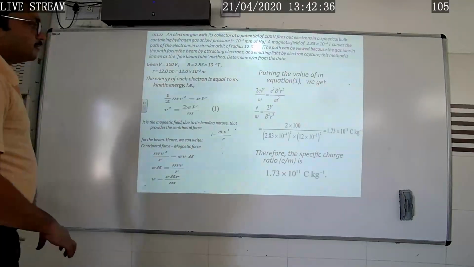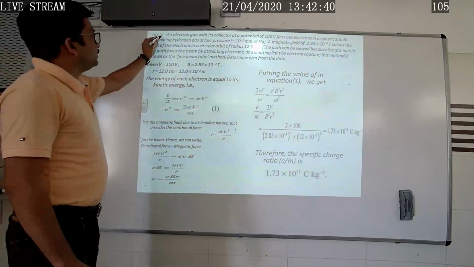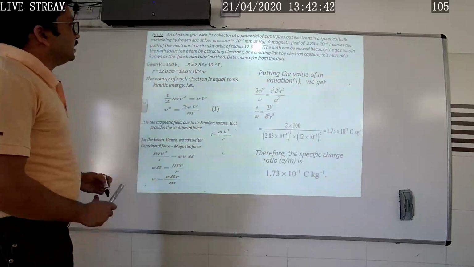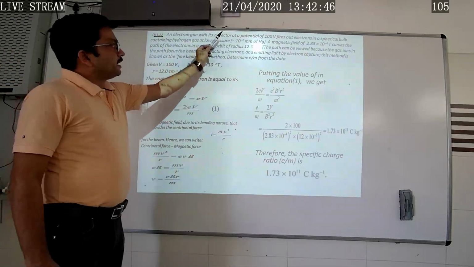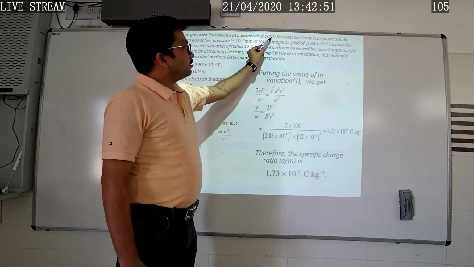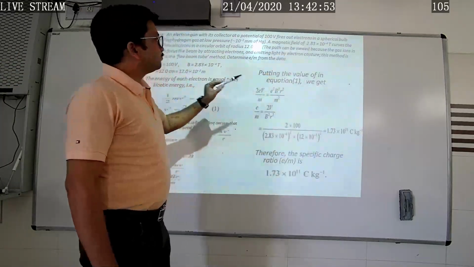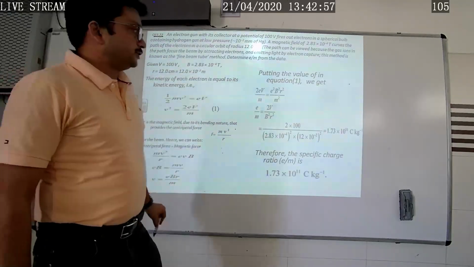Okay, now let's move to the next question. In this 22nd question, it says that an electron gun with its collector at a potential of 100 volt fires out electrons in a spherical bulb containing hydrogen gas at low pressure.